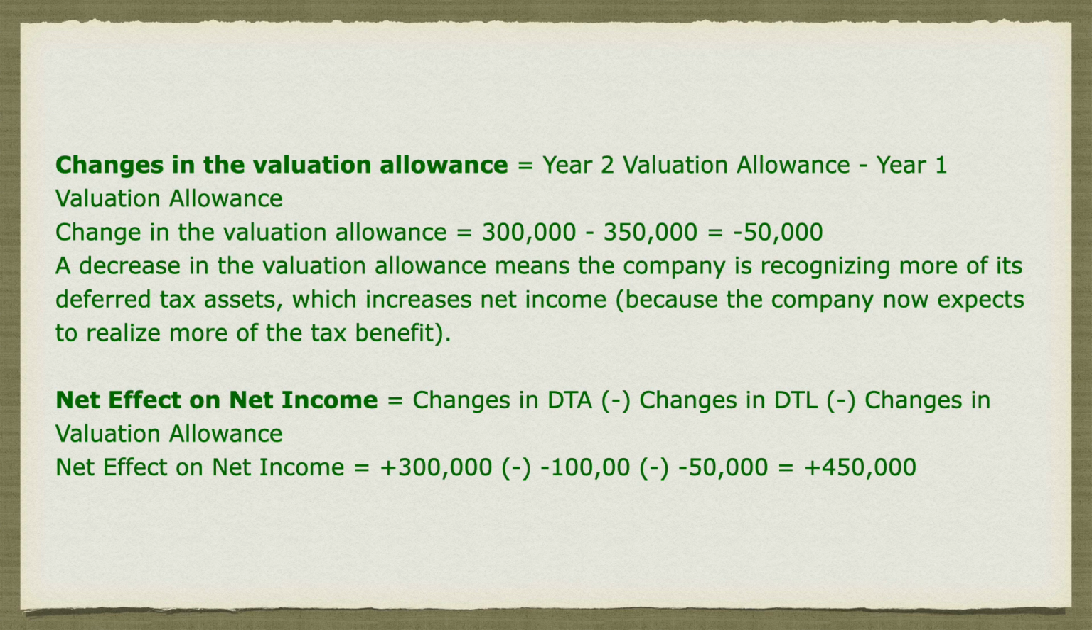Net effect on net income equals change in DTA minus change in DTL minus change in valuation allowance. That is plus 300,000 minus negative 100,000 minus negative 50,000, equals plus 450,000.